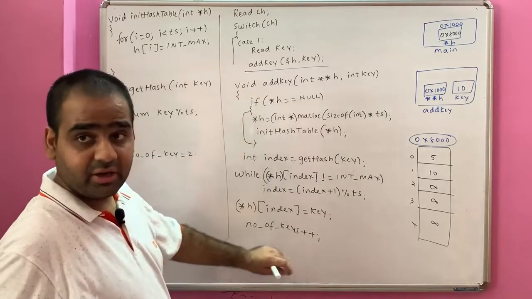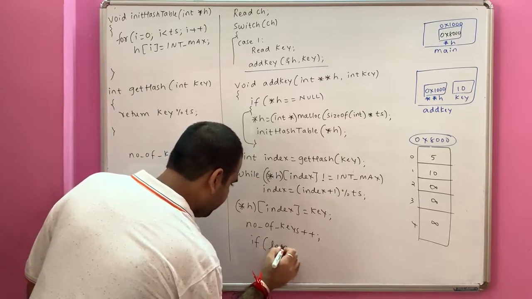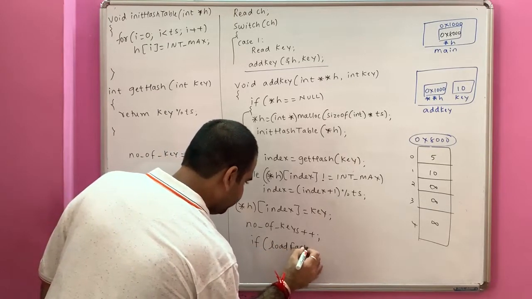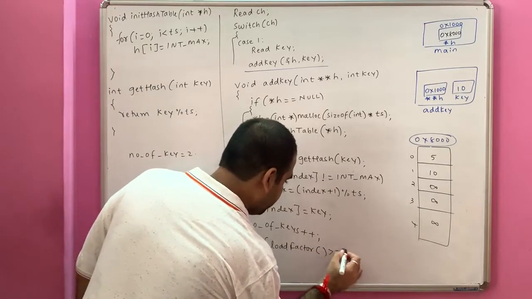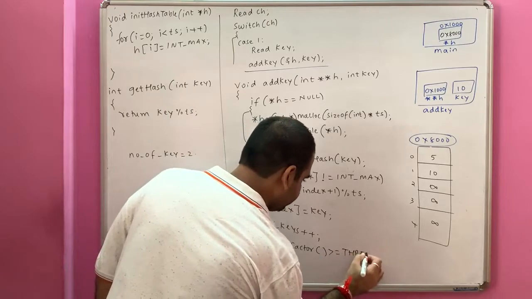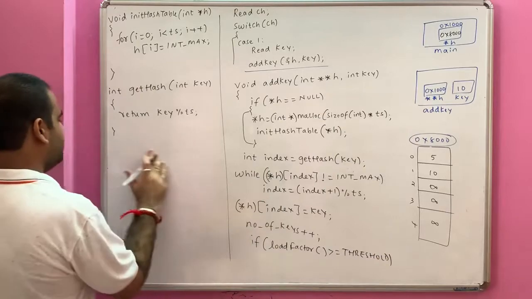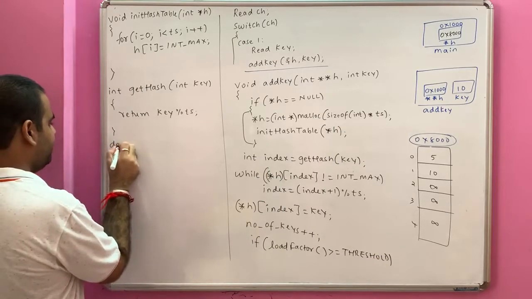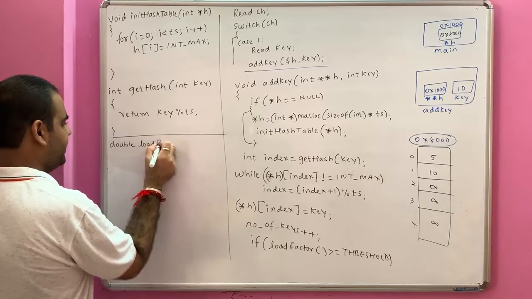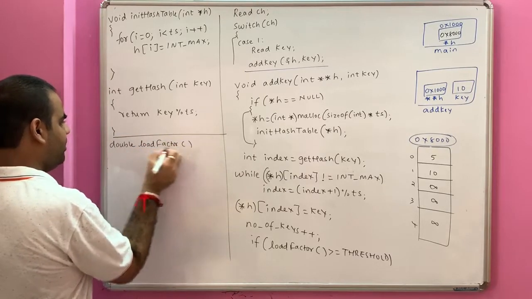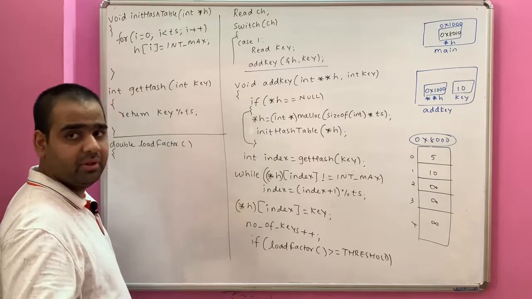Now you have to get the threshold factor alpha. We say if load factor, we will write one function called as load factor. It doesn't take anything. If it is greater than or equal to threshold, now we will write one function called as load factor. The return type is double, load factor and it does not take anything. Now what is the load factor? The number of keys divided by the table size.